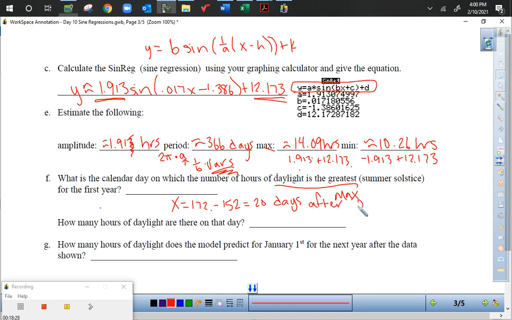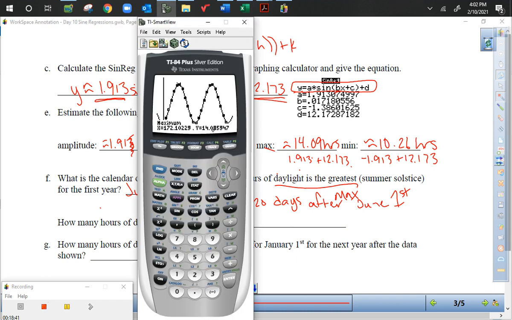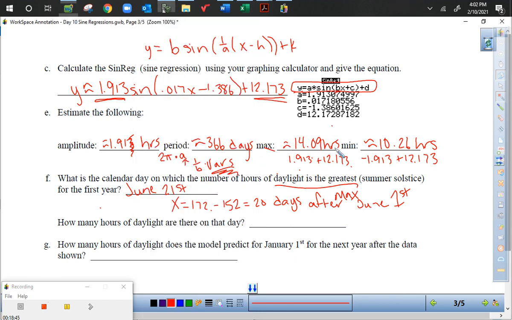For us, this was June 1st. So 20 days after June 1st is June 21st. And that'll be the process for that. On that day, going back to your calculator, it's 14.09, and that makes sense because our maximum was that number.